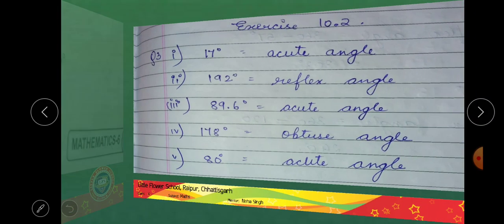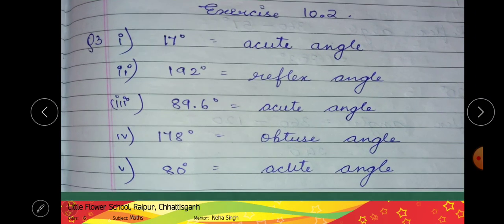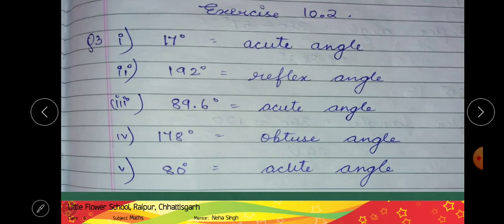Now coming to the next question, classify the angles whose magnitudes are given below. Now what can we say? First is given 17 degree, right? So this 17 degree, it is less than 90 degree. So can we say it is an acute angle? Now this is 192 degree, which is greater than 180 degree, right? An angle which is greater than 180 degree is termed as what angle? Reflex angle, right? So the next one is the reflex angle. Similarly, we are going to write all these angles, right?